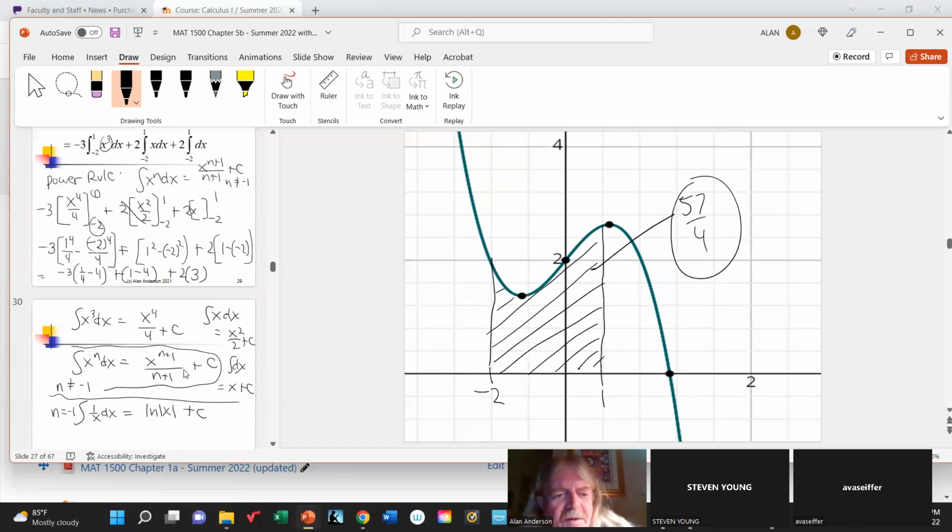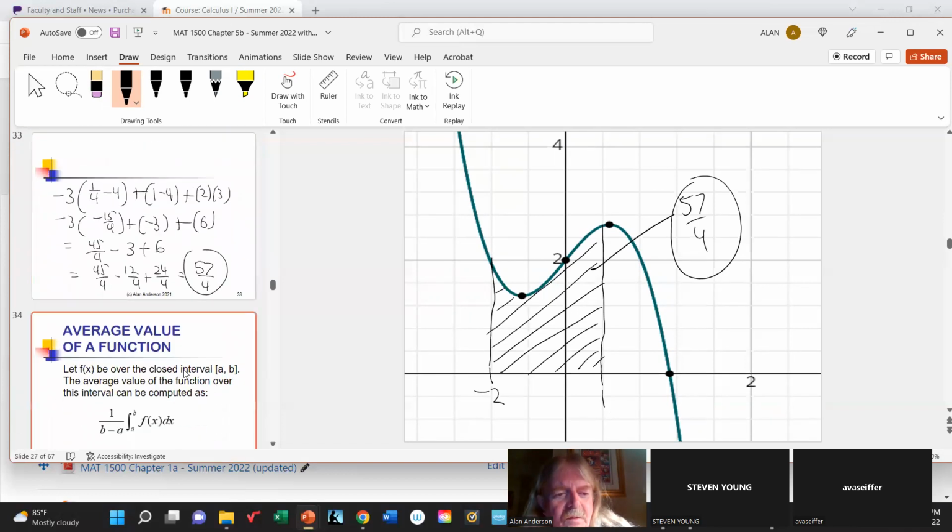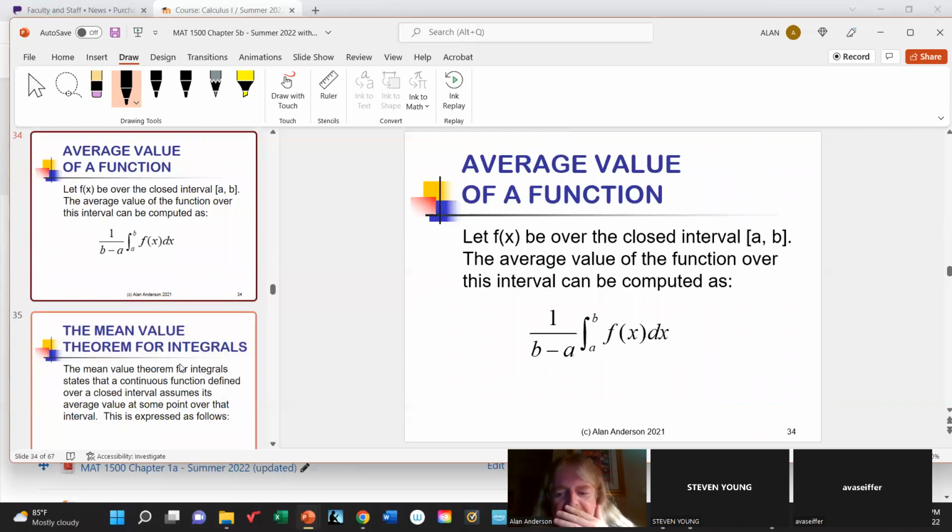All right, now you might recall from an earlier chapter, we actually calculated one time the average value of a function over 2 points, something like this.